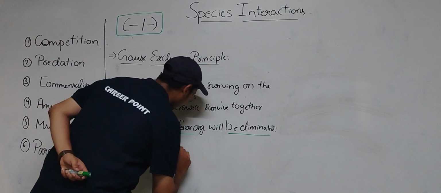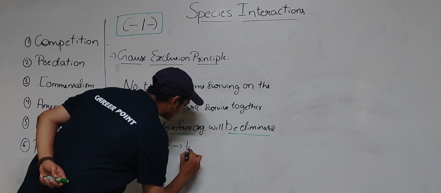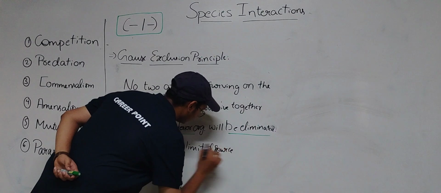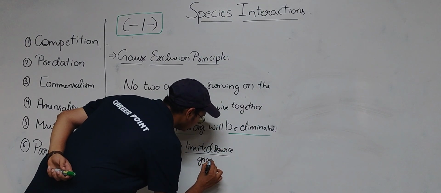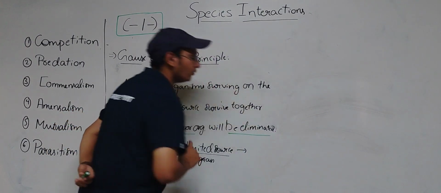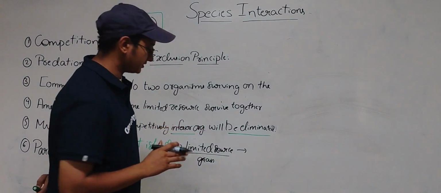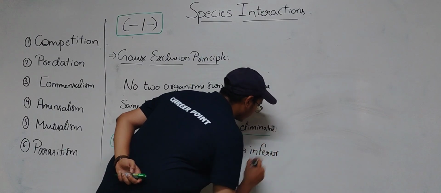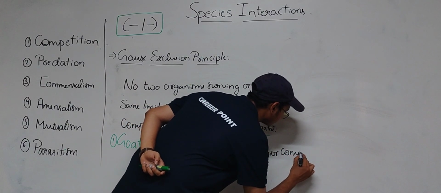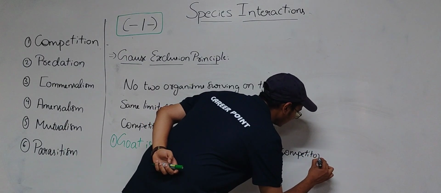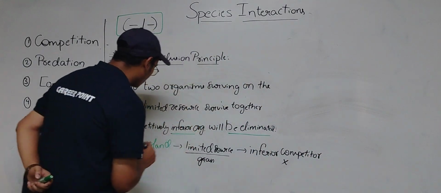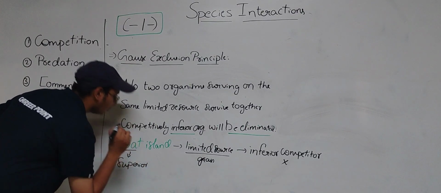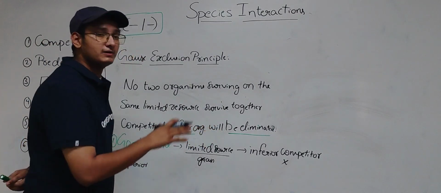So this is the whole island experiment. The limited resource is grass. Both are competing for the same kind of limited resource. Here the inferior competitor is eliminated, and the goat is the superior. So the goat stays there and the tortoise gets eliminated.